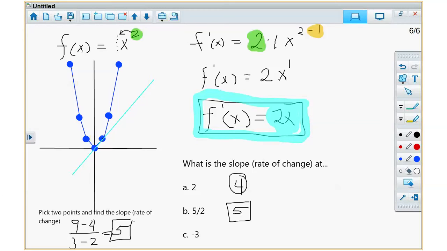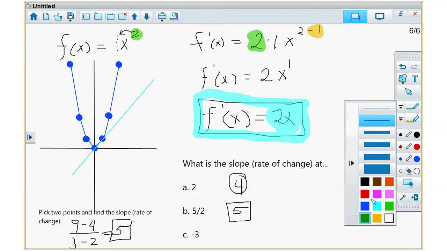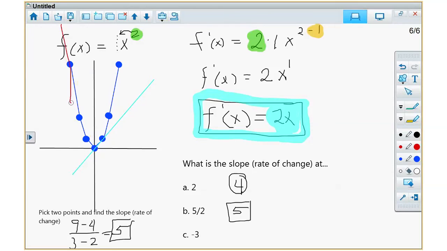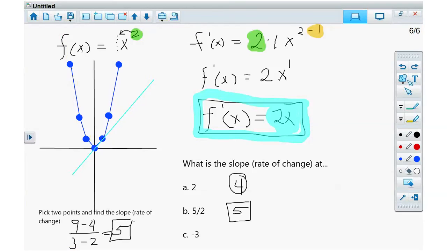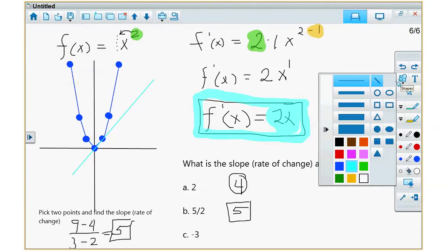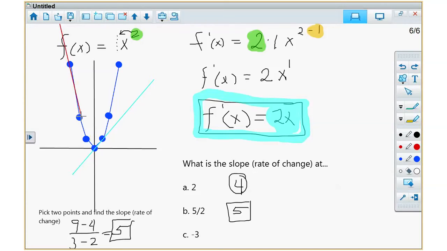How about at -3? Well, let's draw a line at -3, and we'll make it red since it's going to be negative. 1, 2, 3, and that line's going to look really. I thought I hit straight line. Did I not hit straight line? Okay. Well, that's not right. Let me move it, if it'll let me move it.